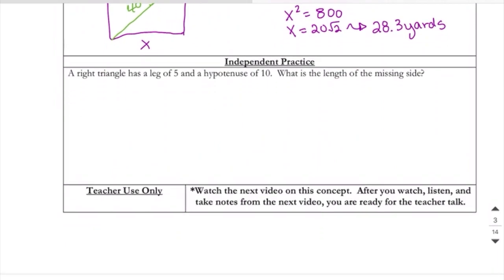So on this one, on the independent practice, it says a right triangle has a leg of 5 and a hypotenuse of 10. So if we draw a right triangle, not necessarily drawn to scale because I don't know if 5 is the shortest or longest side, we're going to go ahead and put 5 here and 10 on the hypotenuse, and we're looking for x. So x squared plus 5 squared equals 10 squared.